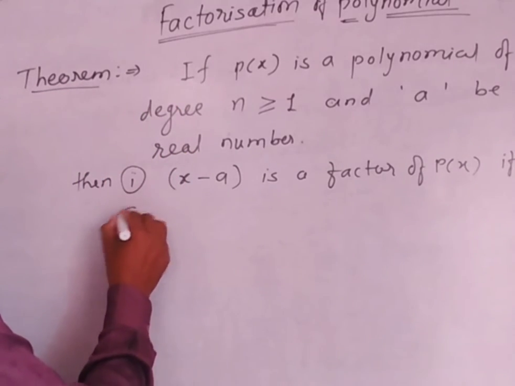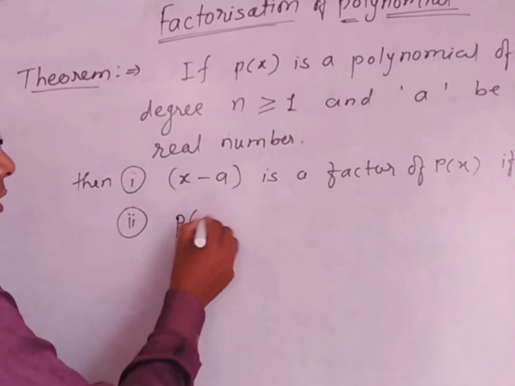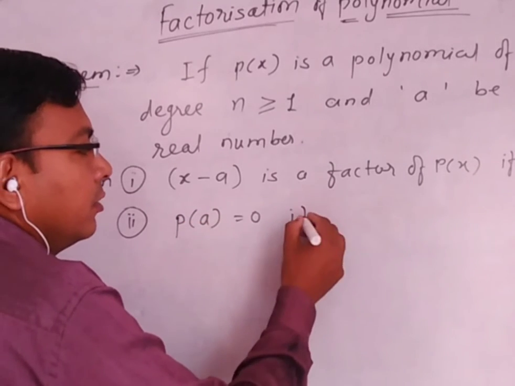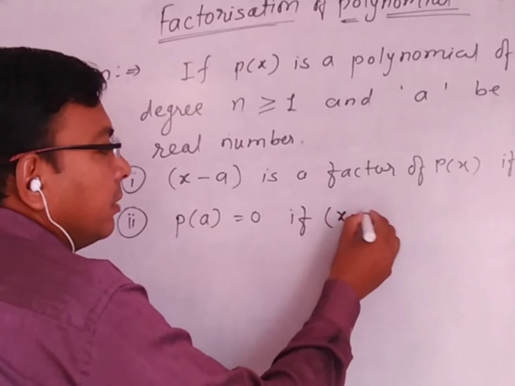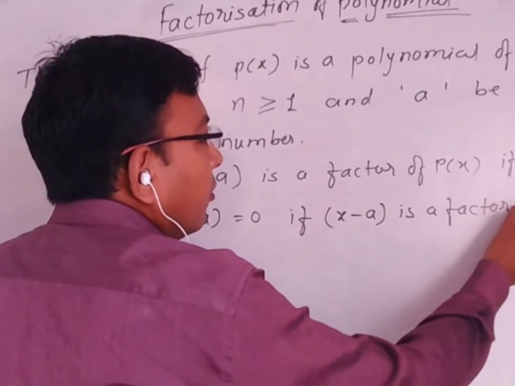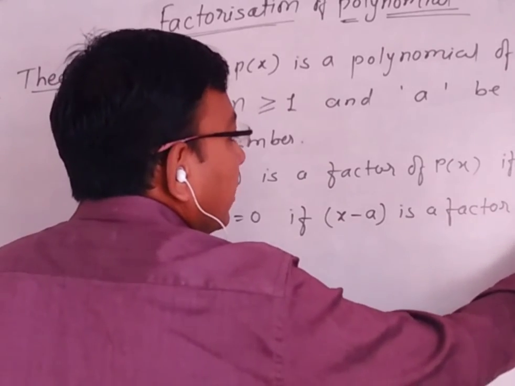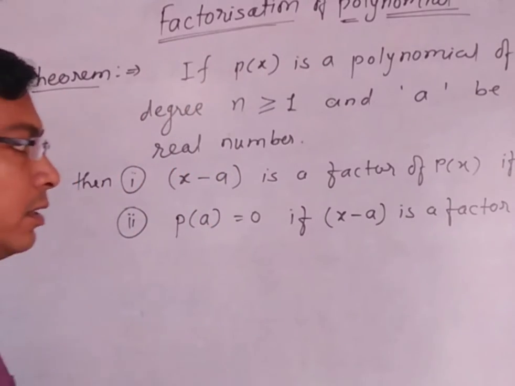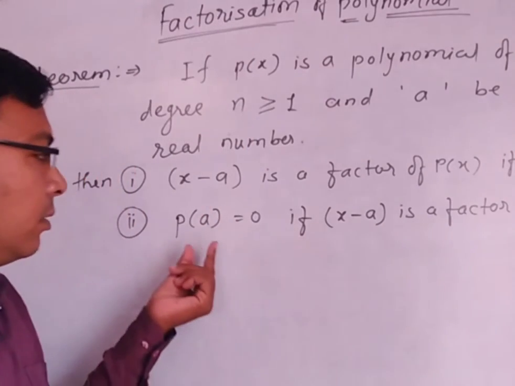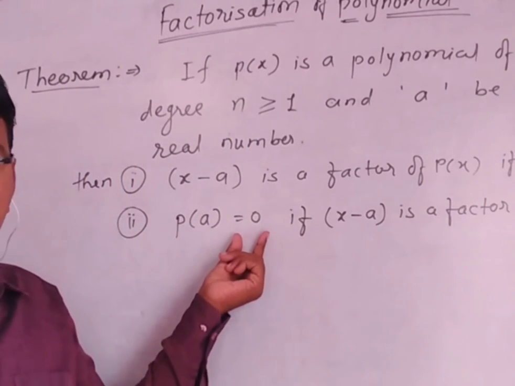Second, p of a is equal to 0 if x minus a is a factor of p of x. When x minus a is a factor of p of x, that time p of a is equal to 0.